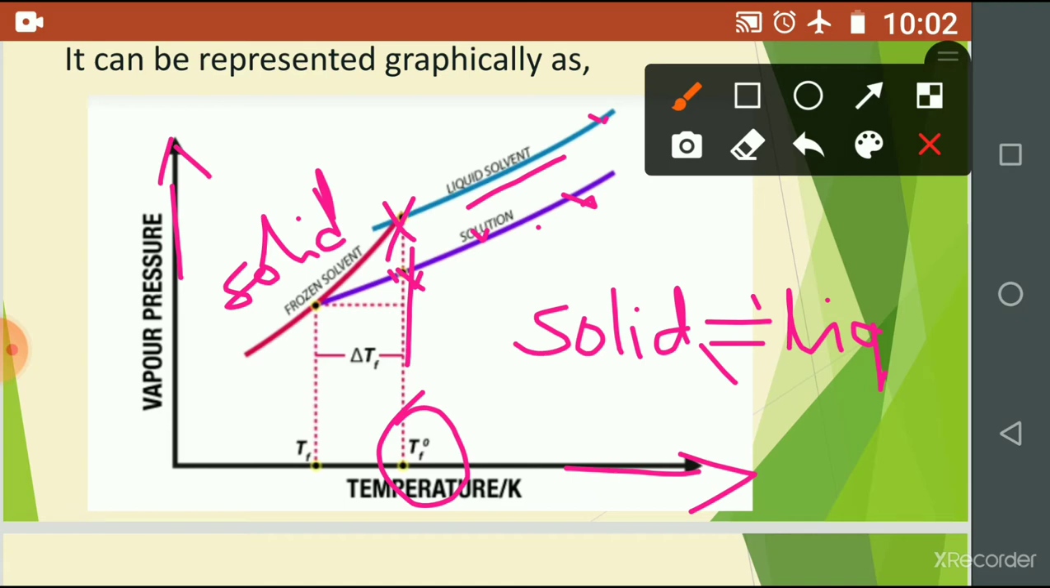So in the solution, vapor is mainly due to the solvent. So when the solution and solid solvent vapor pressures become equal, the solution as a whole will freeze. So at the freezing point of the pure solvent, the solution vapor pressure will not be sufficient to equal the vapor pressure of the solid solvent. So in order to get the solid vapor pressure and solution vapor pressure to become one and the same, this solution will have to be cooled to a still lower temperature.